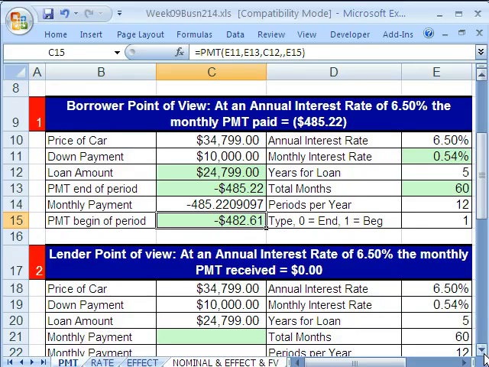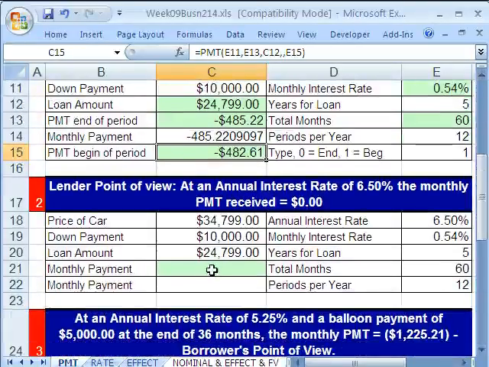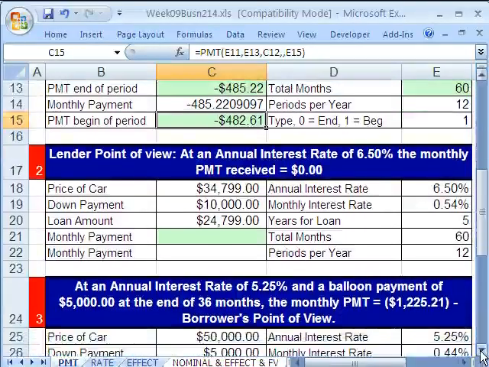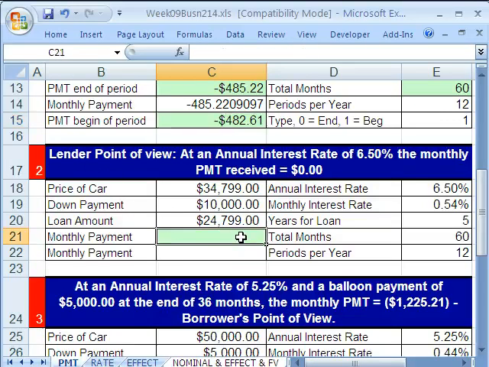Let's go on to our next example. It's the same example as this one, 485.22. But this was from the borrower's point of view, right? Minus 485. That's how much comes out of our wallet each month. Let's do the same problem from the borrower's, I'm sorry, from the lender's. Here's the lender, the bank.